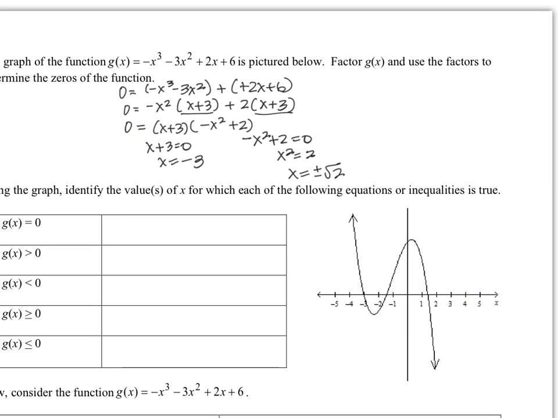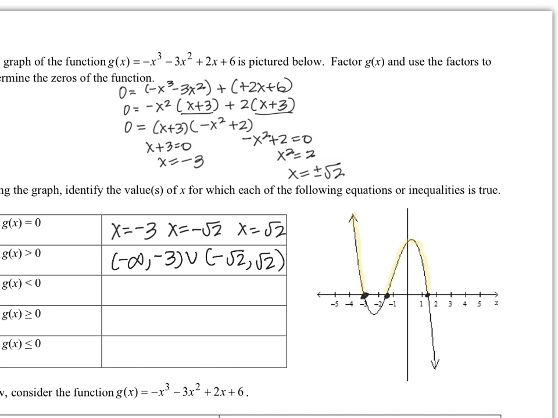So when I look at the graph, I can clearly see the -3. That's easy enough. But this point must be my negative square root of 2, and this must be my positive square root of 2. So the zeros are at x equal to -3, x equals negative square root of 2, and x equals square root of 2. All right, now that we have the zeros, g of x is greater than 0 here, and then on this part, because that's above the x-axis. So we're going from -infinity all the way to -3, and then again from negative square root of 2 to square root of 2.